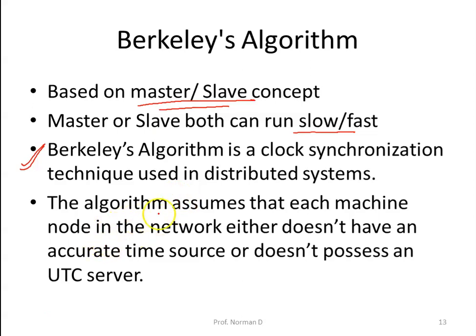Now this algorithm assumes that each machine node in the network either does not have an accurate time source or does not possess a UTC server. So we make an assumption over here that the UTC server is not there. When the UTC server is not there, how will it coordinate the time, or how will it synchronize the time across the machines? We'll try and understand Berkeley's algorithm.